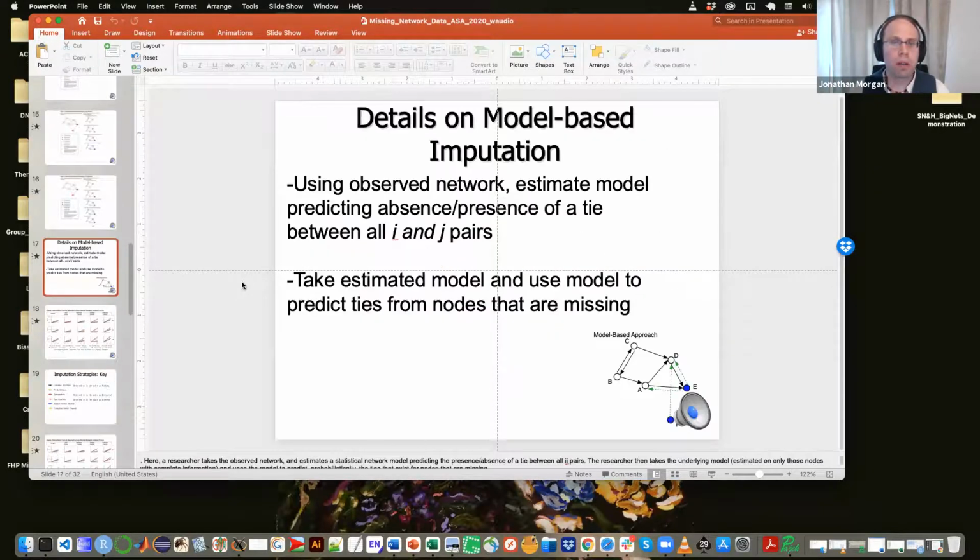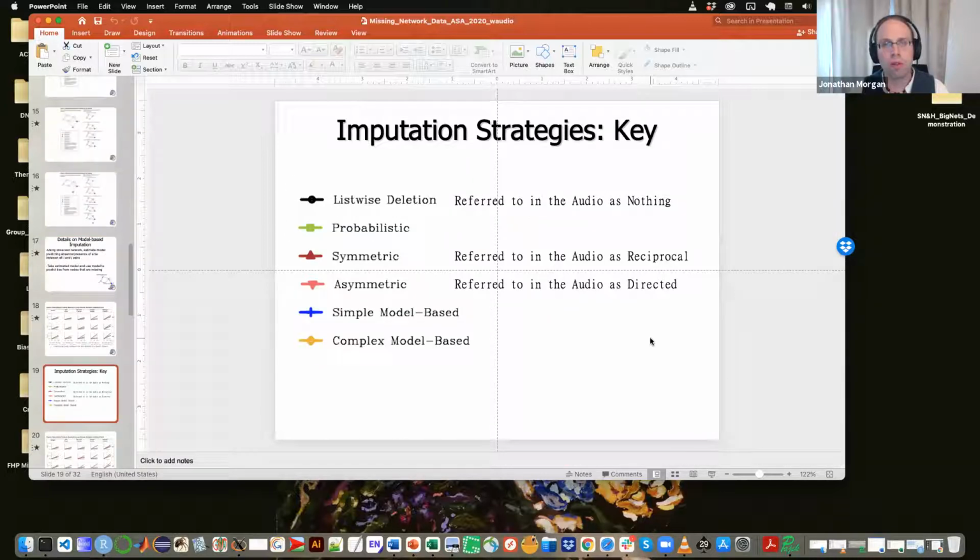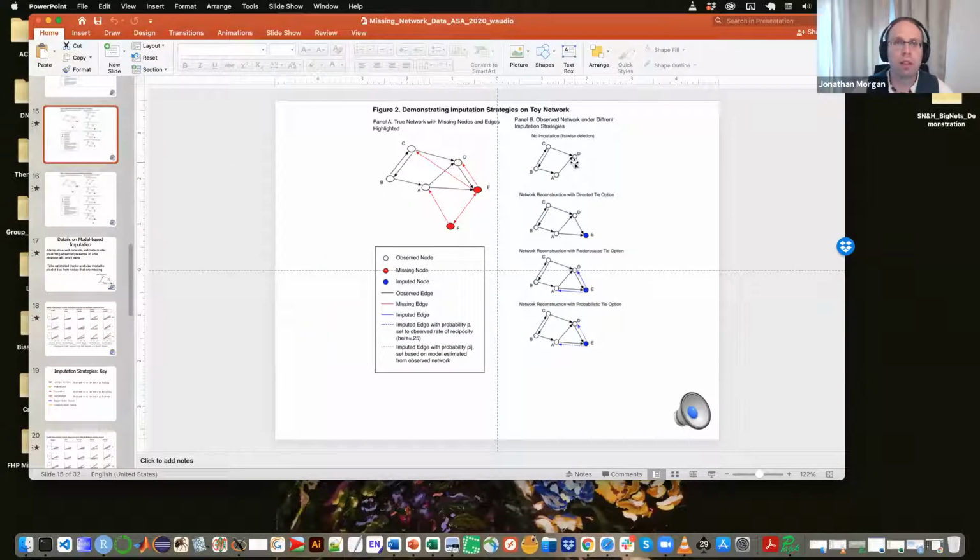So I want to talk now about the particular imputation strategies, and I guess I'll just use this here. One strategy is listwise deletion, which would be if I have no outgoing ties, I just delete them entirely. But if we look at here, that's terrible. They've lost a ton of information for this network. That's not a great solution.